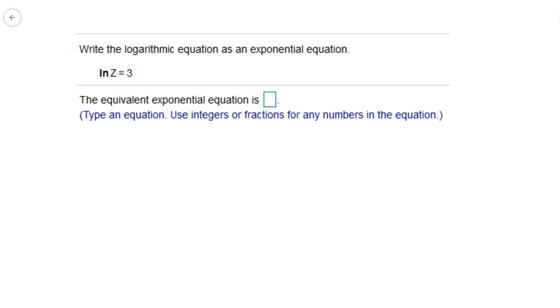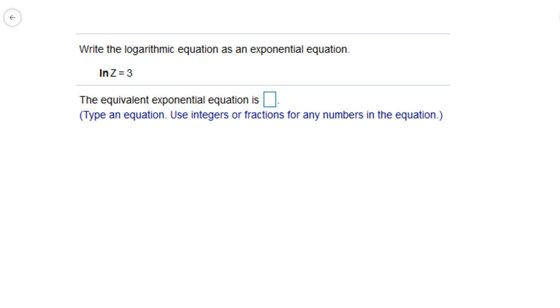Hi, this is Professor Sartor, and I'm going to be working on a few problems related to exponential and logarithmic functions. This example says, write the logarithmic equation as an exponential equation. We have natural log z equals 3.